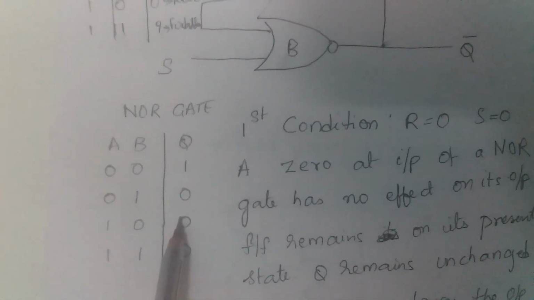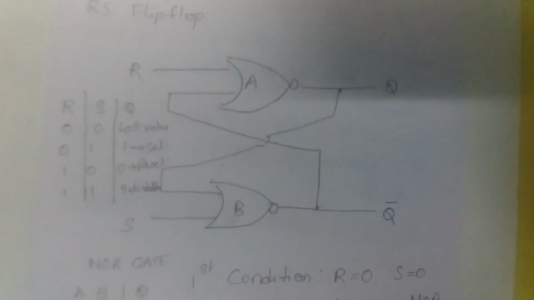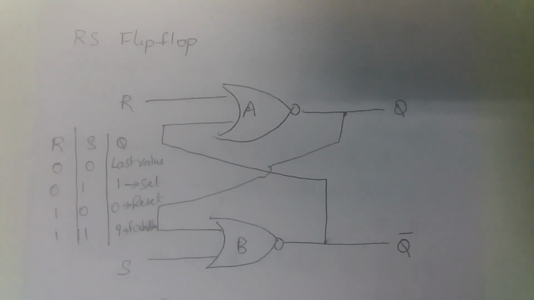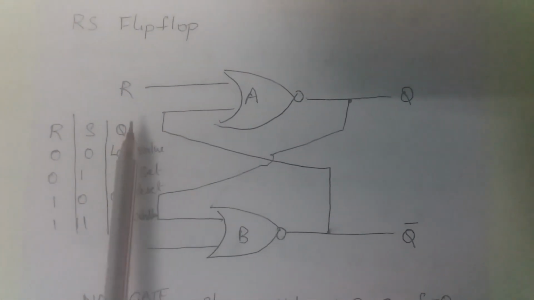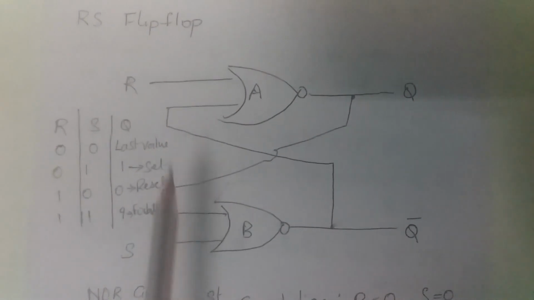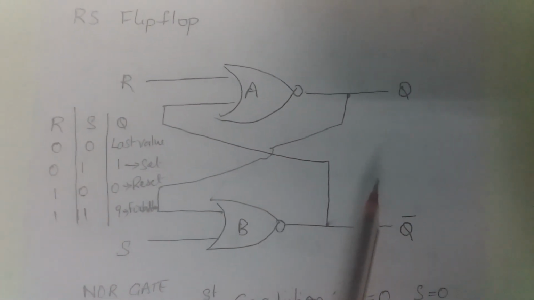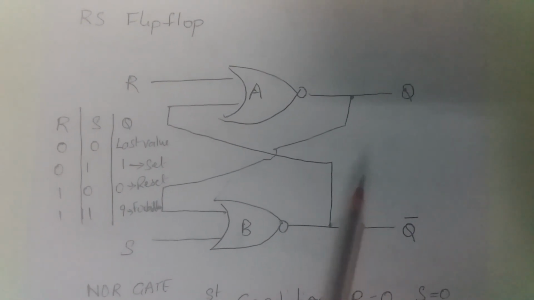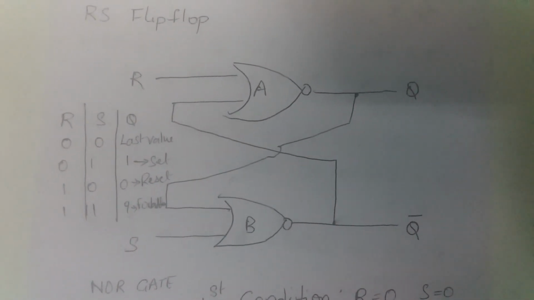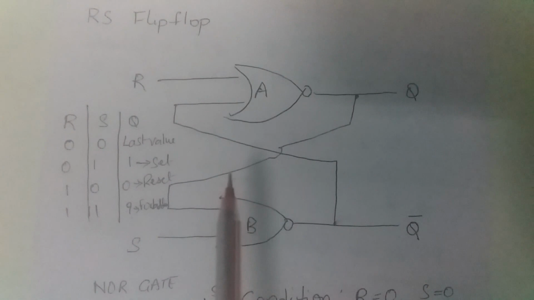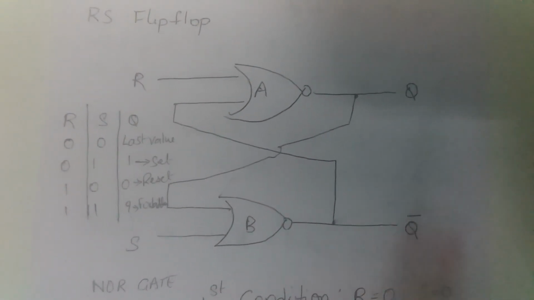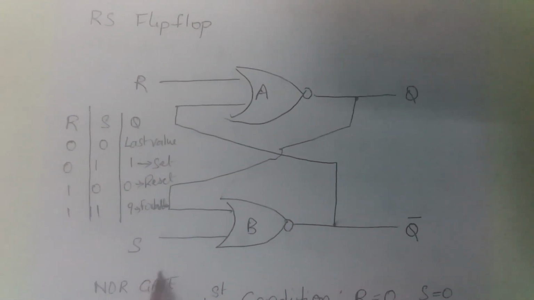If R is 0 and S is 0, a 0 at the input of a NOR gate has no effect on its output. The flip-flop remains in its previous state, and Q remains unchanged.